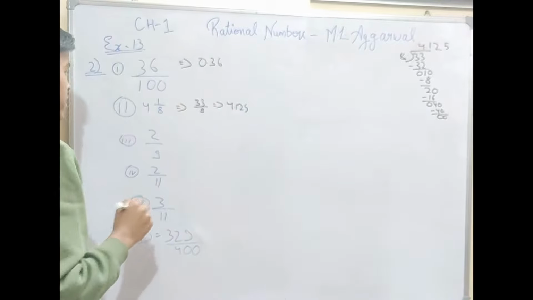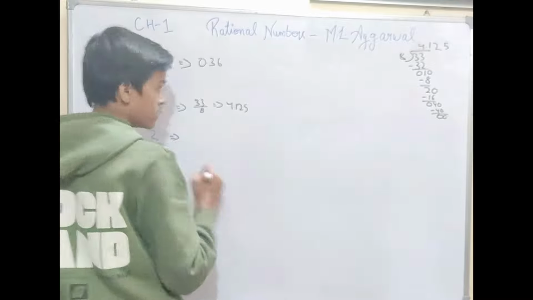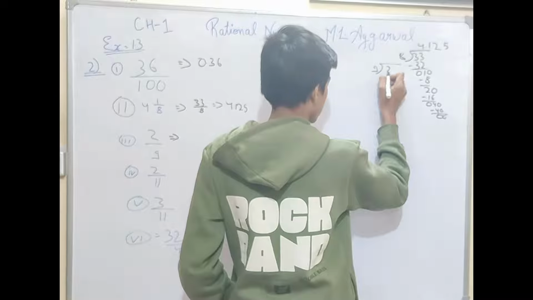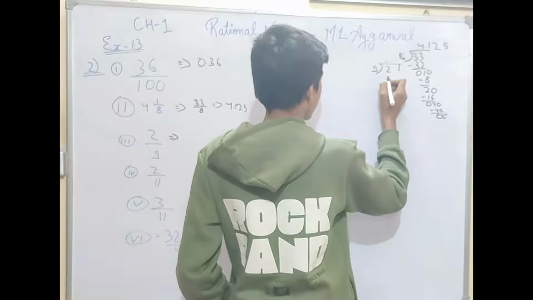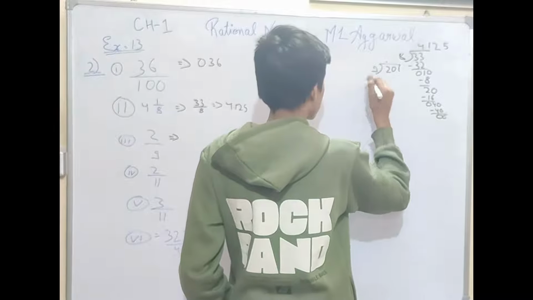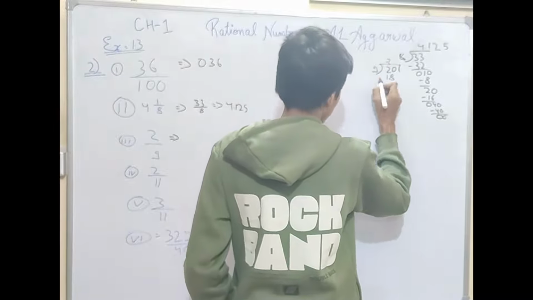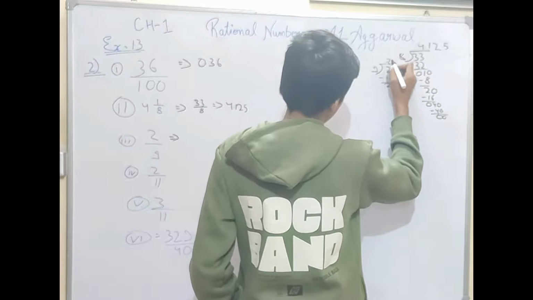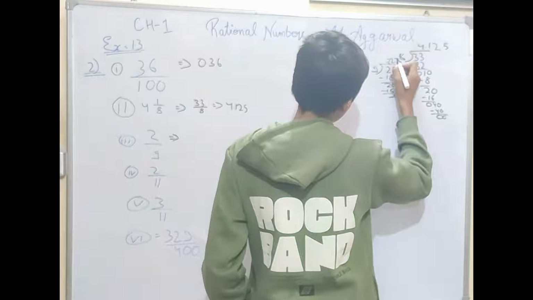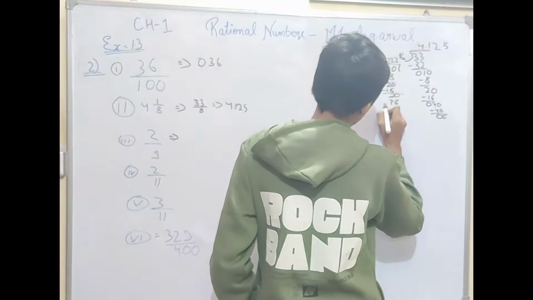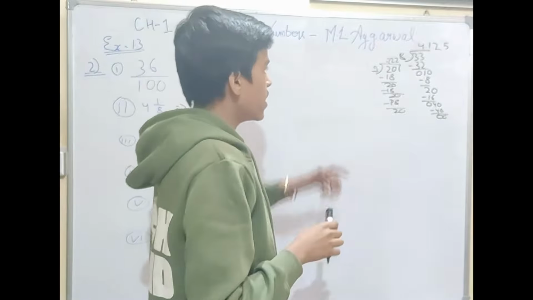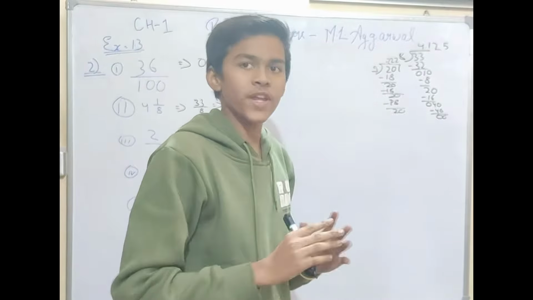Next is 2 by 9. We need to divide it also. First we will put decimal, so it will be 20. Then 9 2s are 18, 20, 2, 18, 20, 2, 18, 20. So you can see that it is not stopping. It is 0.222222 infinite times.